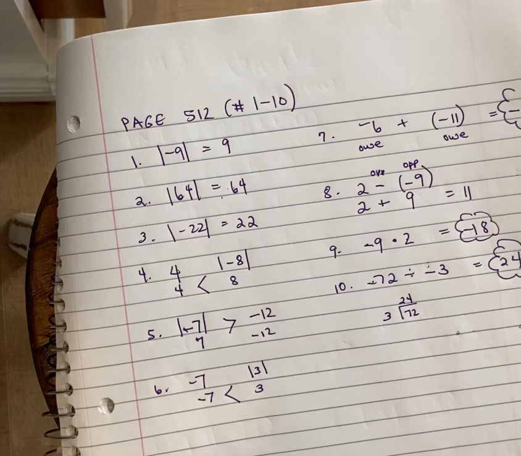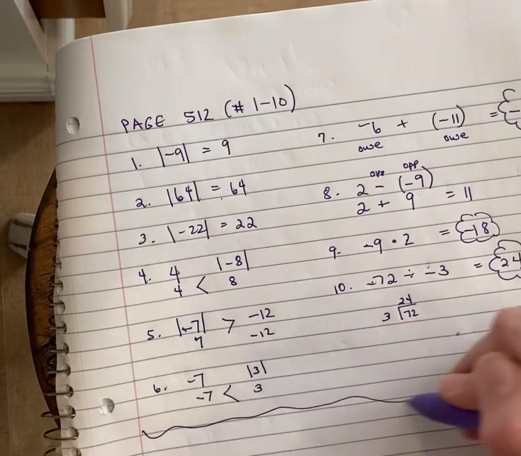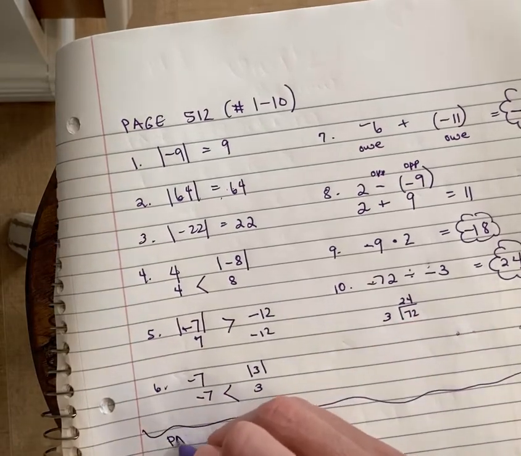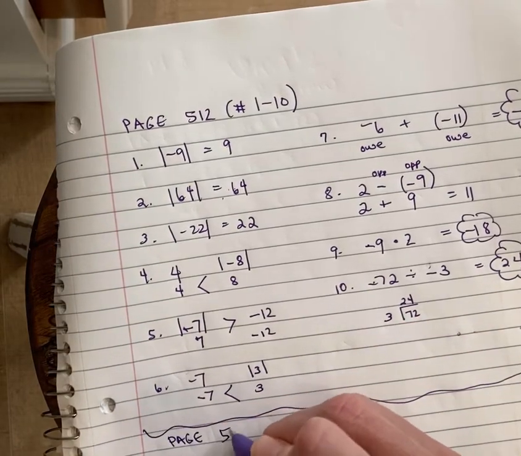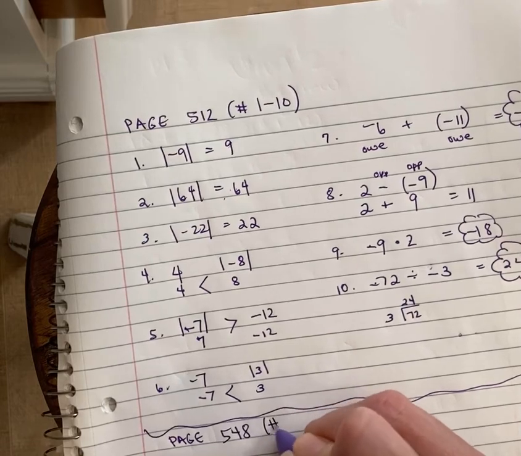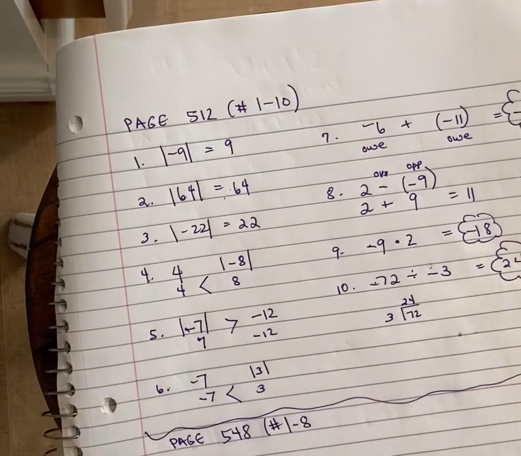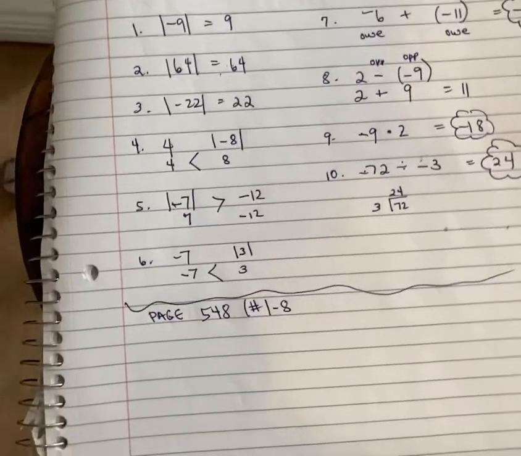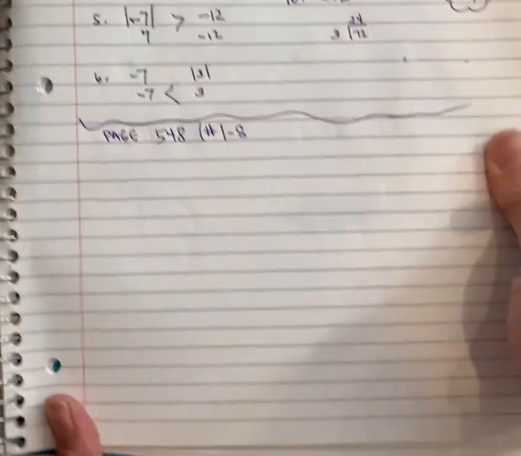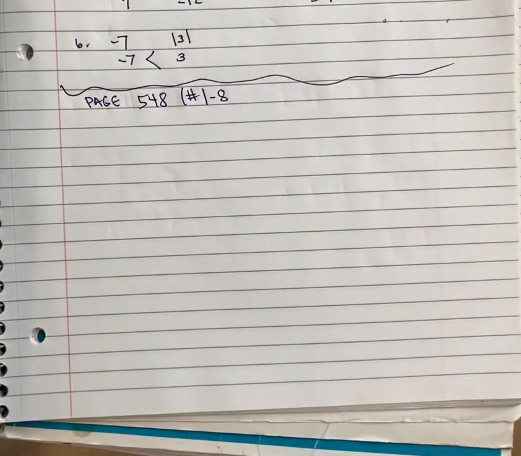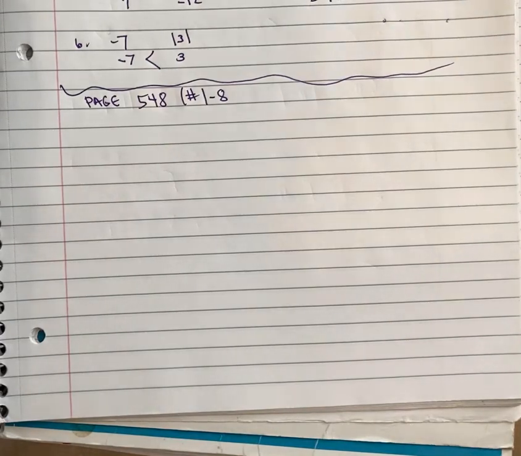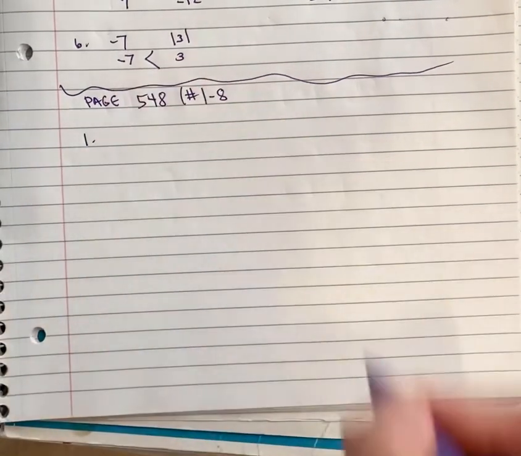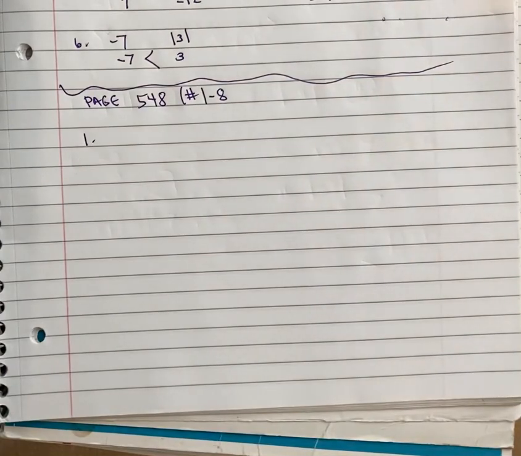Okay, awesome. Good progress, Miss Marion. We have one more set left. Page 548, numbers 1 to 8. I'm going to move you down so you can actually see what I'm writing. And let me get that page. Okay, these are kind of a load of work, but we only have 8, so it won't be too bad.